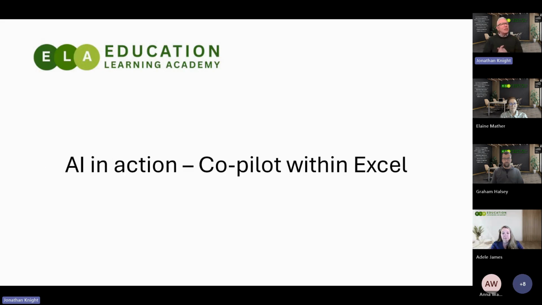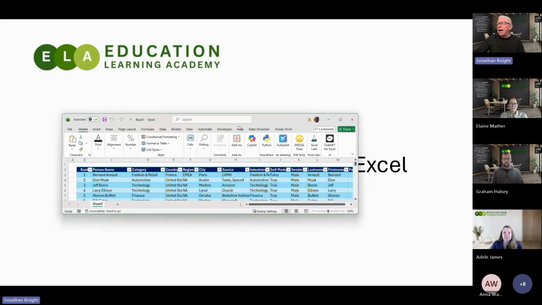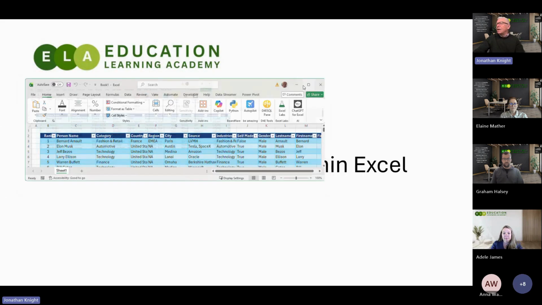So I've got just a very short presentation of how to use Copilot in Excel. You've probably used Copilot in Excel, but I just thought I'd demonstrate that for you, how easy it is to use.